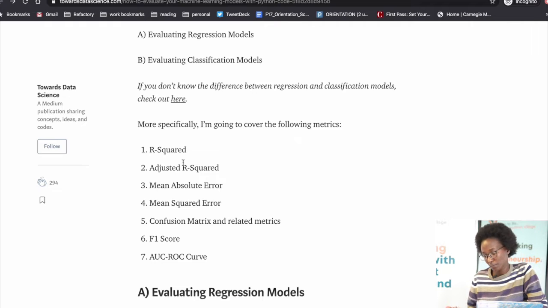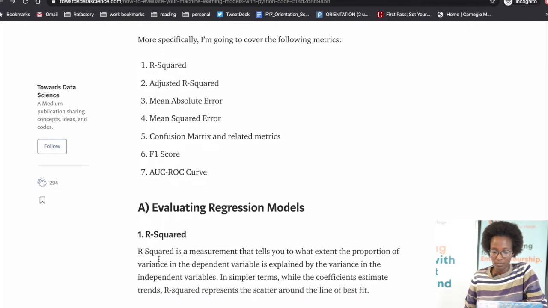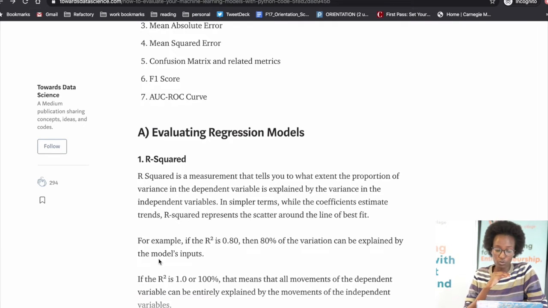So these are metrics that help you see the performance of your model. The R squared, the adjusted R squared, the mean absolute error, the mean squared error. When you see a confusion matrix and all the related metrics, how do you interpret that? The F1 score, and then area under the curve, ROC curve. How do you interpret that? I'm really mostly introducing these terms and telling you what they mean, and I really advise that you delve deeper and see how much more you can learn about them.